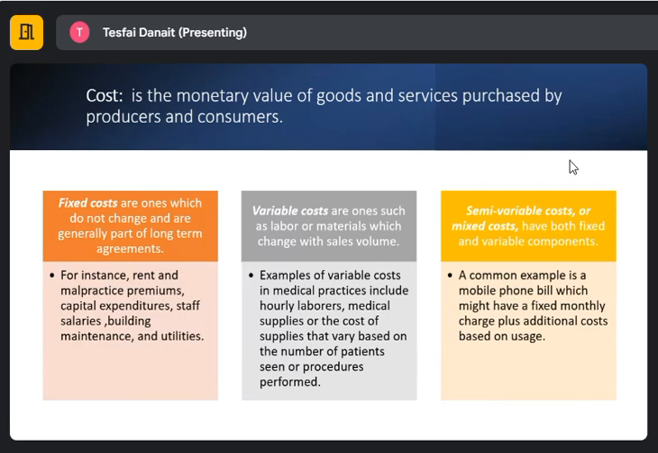The third one is semi-variable cost, also called mixed costs, which have both fixed and variable components. A common example of semi-variable cost is a mobile phone bill, which might have a fixed monthly charge plus additional cost based on usage.